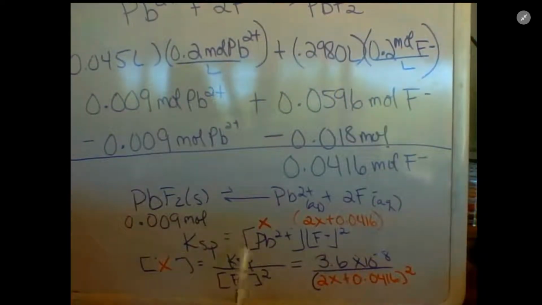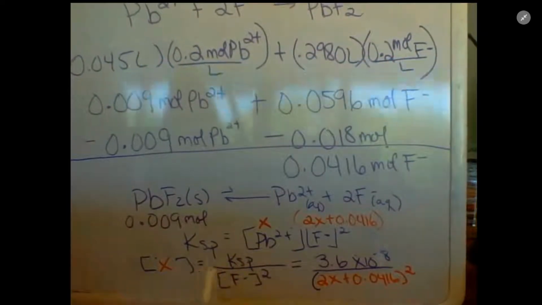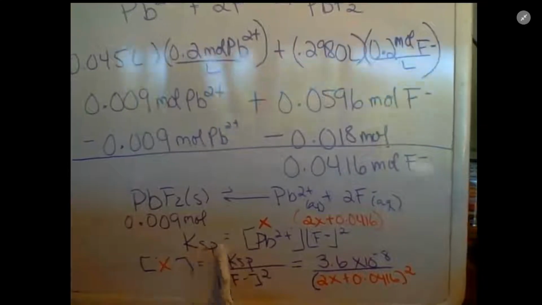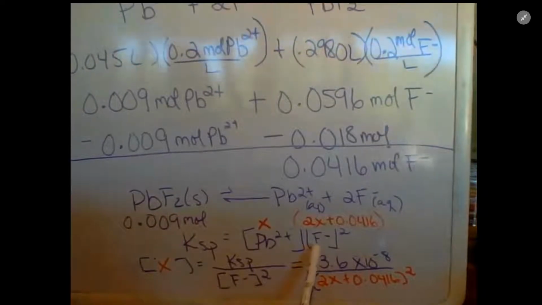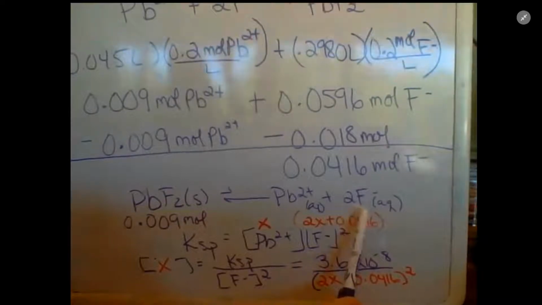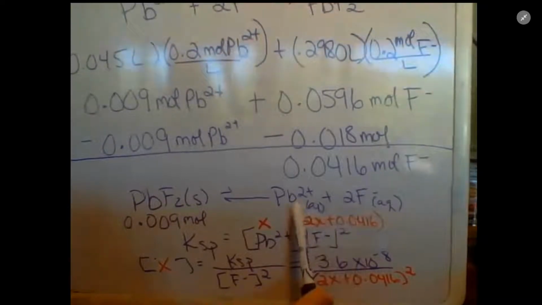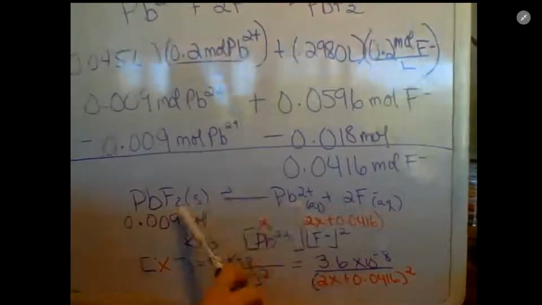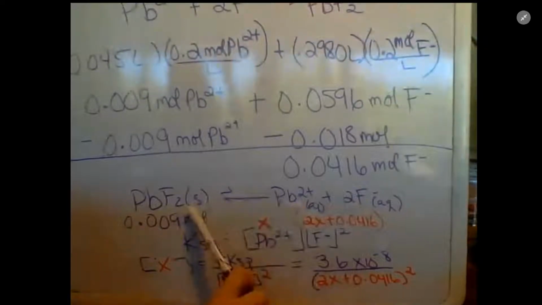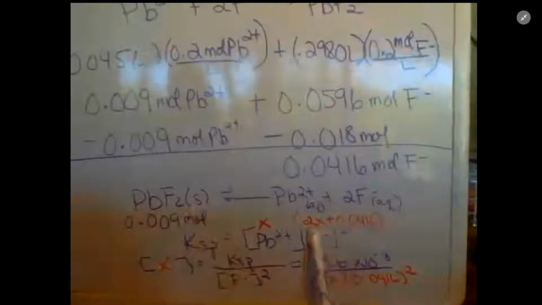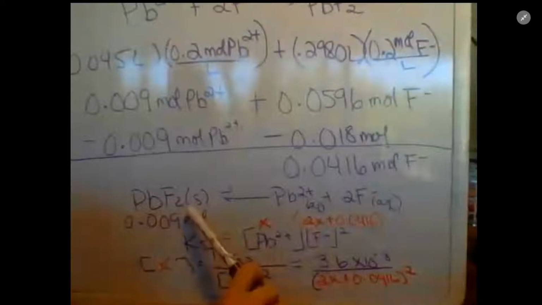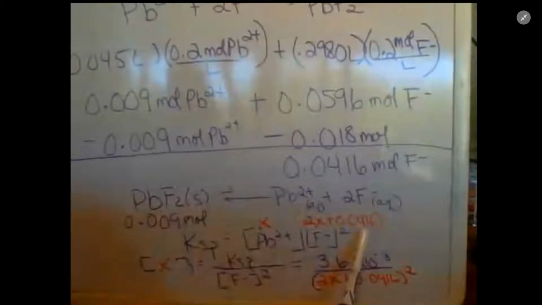So the expression then is going to be that you have Ksp equal to the concentration of lead 2 times the concentration of fluoride squared, because the amount of fluoride is double that of the amount of lead 2 as it becomes available when the lead 2 fluoride dissociates. And we already know that we have extra fluoride in there. So not only are we going to have the 2x, which came from the dissolution of the lead 2 fluoride, but we're going to have the excess.